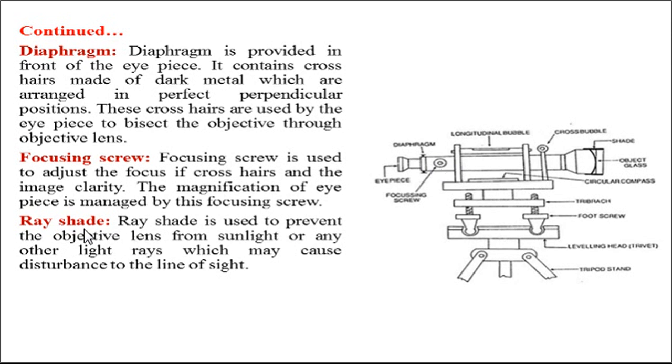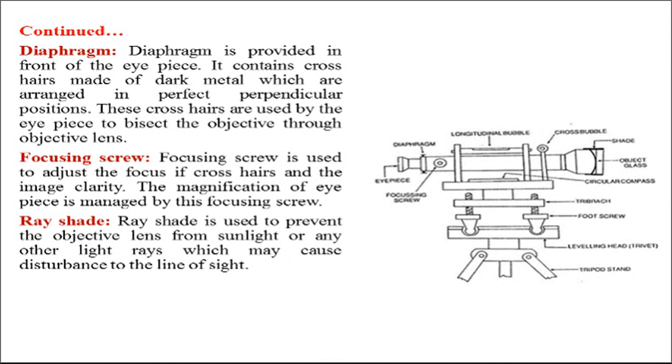Then the next one, the ray shade. A ray shade is used to protect the objective lens from sunlight or any other light rays which may cause disturbance to the line of sight. Generally when the sun is very bright, it is not possible to sight the object clearly, and for that purpose ray shades are provided.